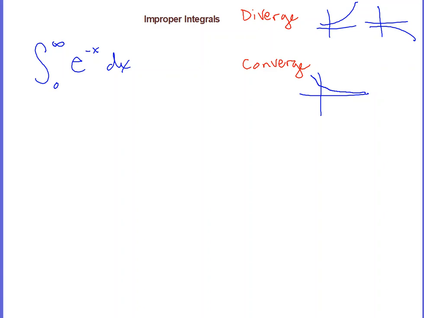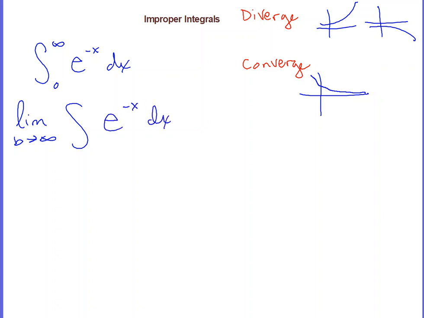The first thing that I like to do with this problem is rewrite it as the limit as b approaches infinity. So your a is 0, your b is infinity. The infinity is the problem. We can't actually plug that in, but we can look at the limit as it approaches infinity. This is just proper notation.